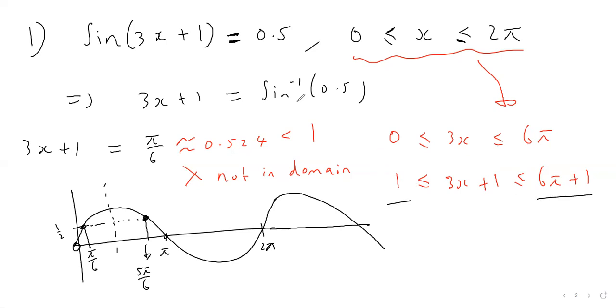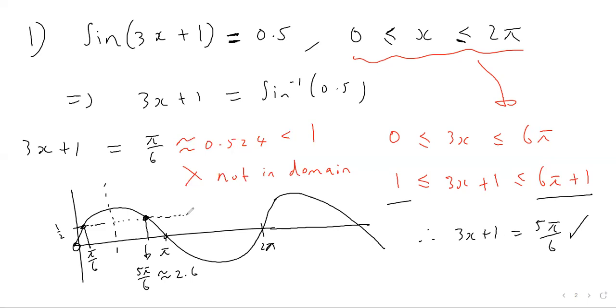So 5 divided by 6 times pi. Yes, it is. So it's about 2.6. So yes, this will be in our domain of values because it's between 1 and 6 pi plus 1. So we're fine with this. So we can therefore say that 3x plus 1 can be equal to 5 pi over 6. So that's one value that we are allowed. I'll just put a tick by that just to emphasize we can have that one.